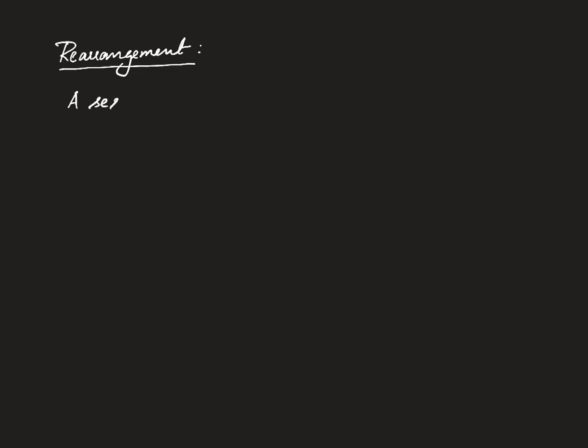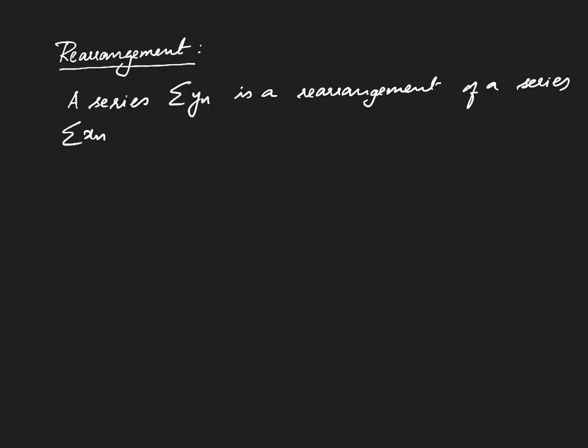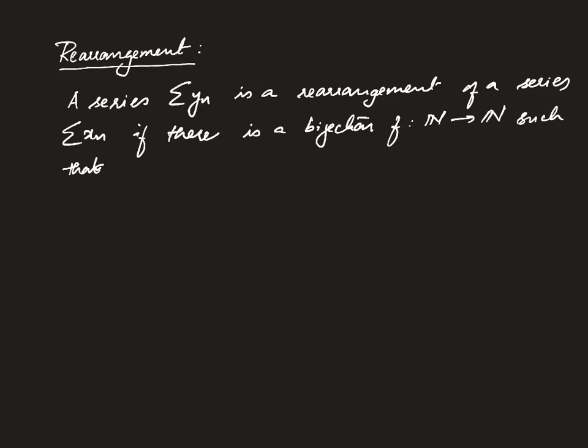We say a series Yn is a rearrangement of a series Xn if there is a bijection f from N to N such that yk is equal to x f of k for all k in N.